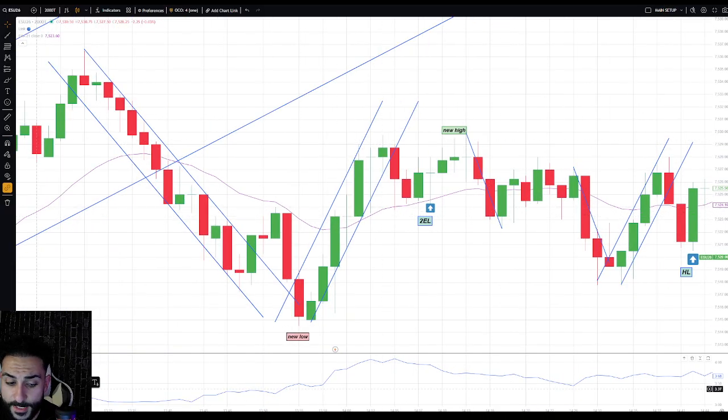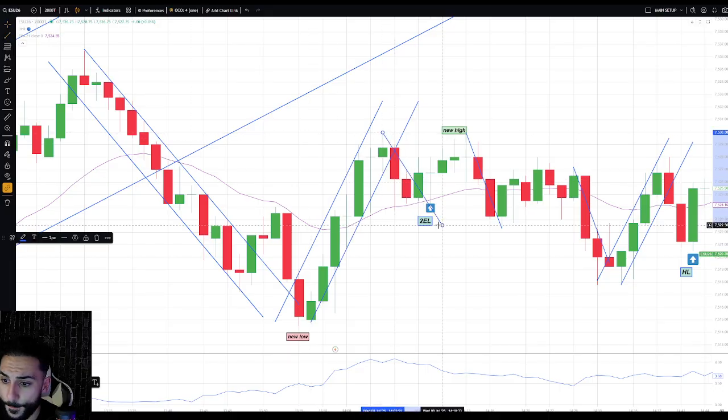So counting from this high, and let me just draw the small downtrend. We have a new high, first entry long, pullback, kind of like a hidden second entry long. And we're holding above EMA.